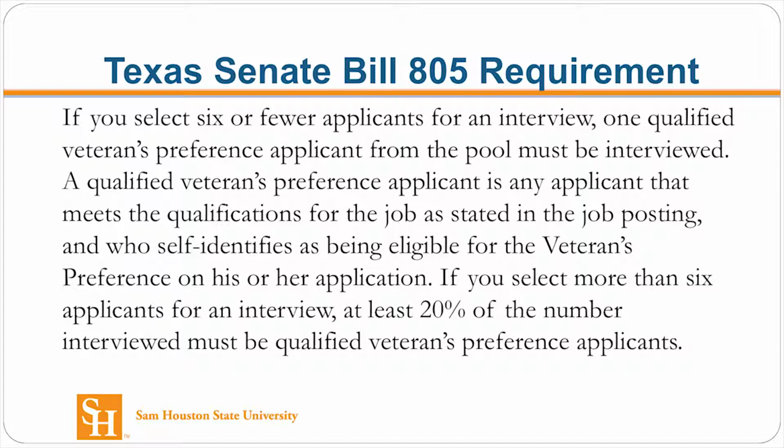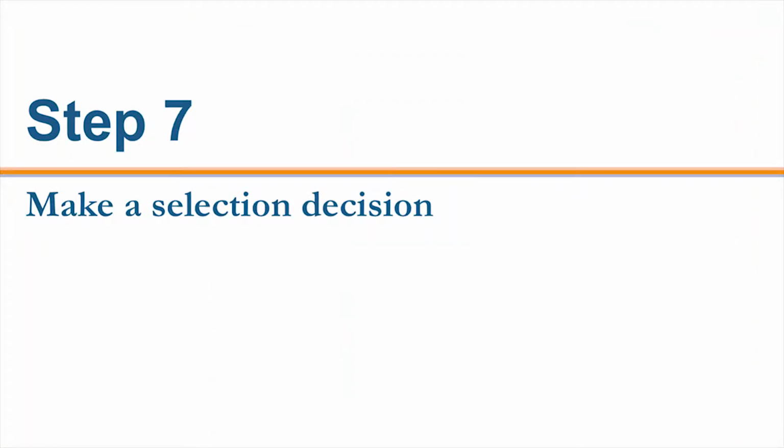A qualified Veterans Preference applicant is any applicant that meets the qualifications for the job as stated in the job posting and who self-identifies as being eligible for the veteran's preference on his or her application. If you select more than 6 applicants for an interview, at least 20% of the number interviewed must be qualified veterans preference applicants. If there are no veterans preference applicants in the qualified applicant pool, there is no requirement to interview a veteran. With the interviews complete, in the next step, Step 7, the committee will make a selection decision and contact the references for the finalist.